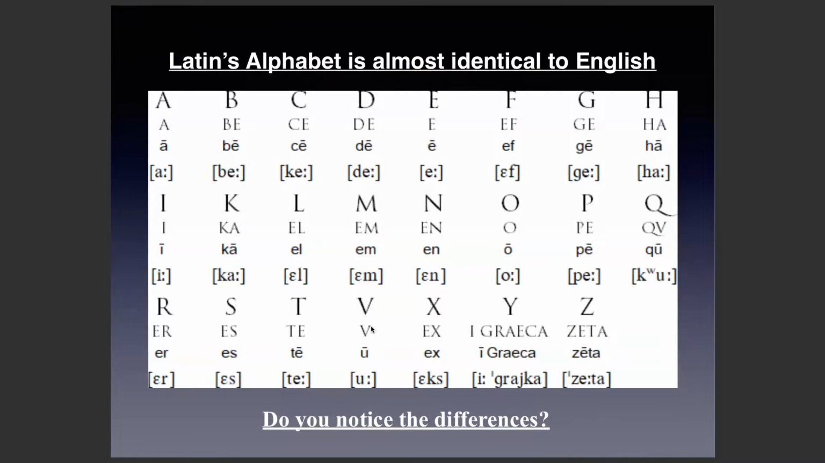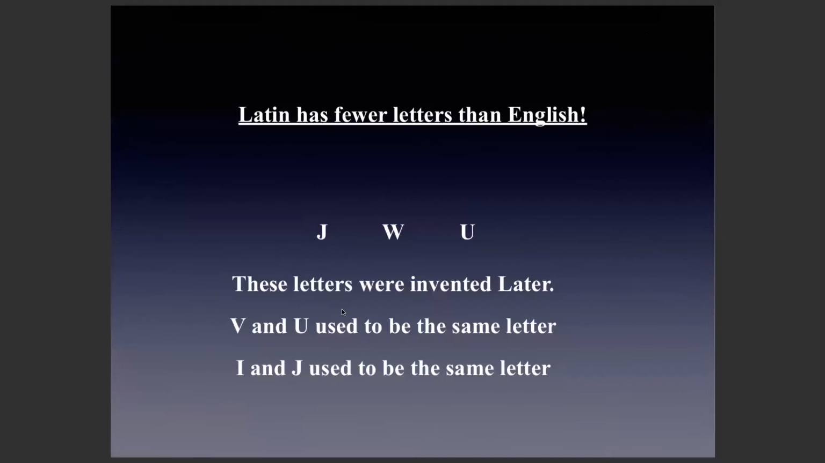You might notice that Latin has a few less letters than English does, right? There's a couple of them that are missing here. And we will see why that is. Latin has fewer letters than English, as I said. The letter J, the letter W, and the letter U were all invented afterwards. They were not initially used by the Romans.